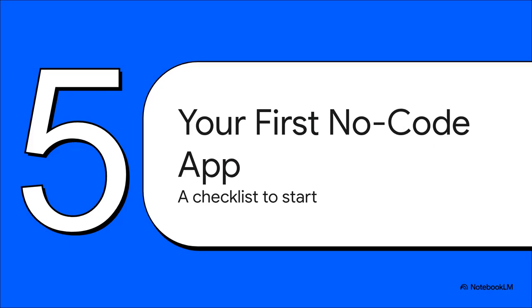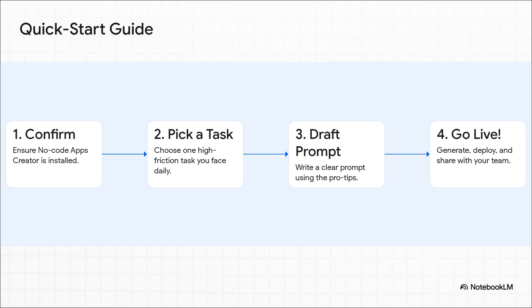Okay, so you're probably wondering, how do I start? Let's make it super simple. Here's a quick little checklist to get you from zero to your very first no-code app. First off, just make sure the app creator is installed in your Jira. Easy enough. Next, and this is key, don't try to solve all your problems at once. Just pick one small thing that causes you friction every day. That one report that you hate making every single week. Then, write a clear prompt for it, using those tips we covered. And finally, just generate it, deploy it, and share it. It's that simple. You can literally start making your own life easier today.